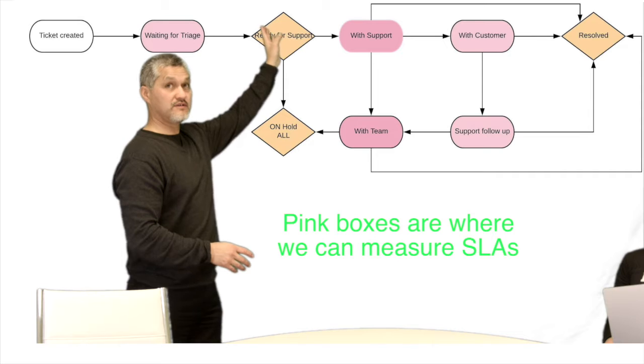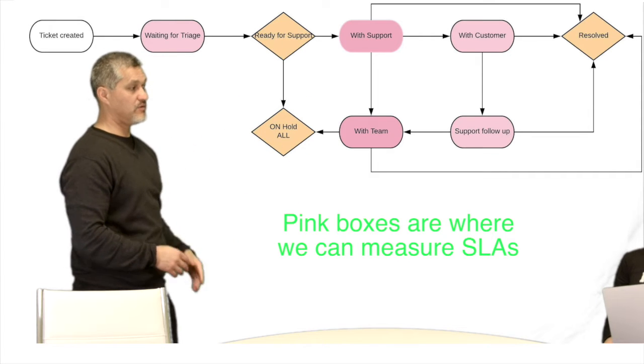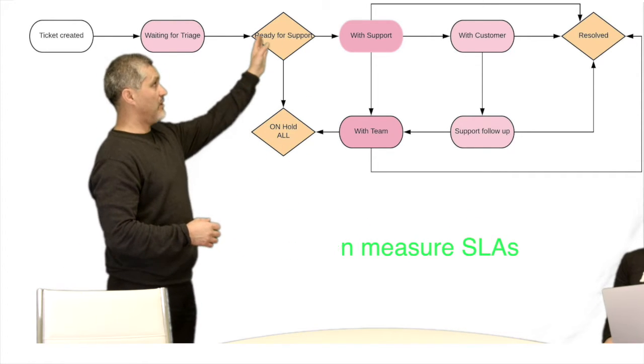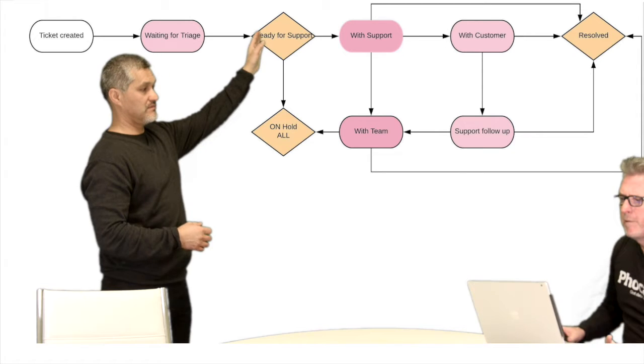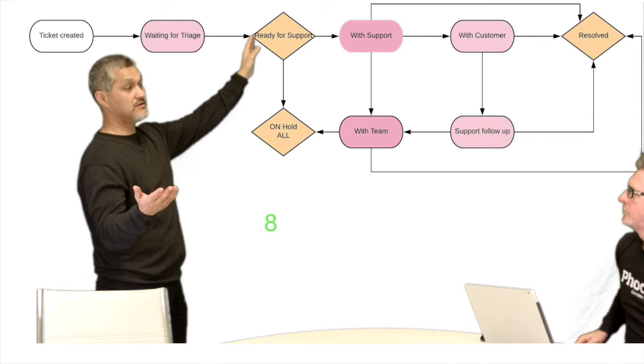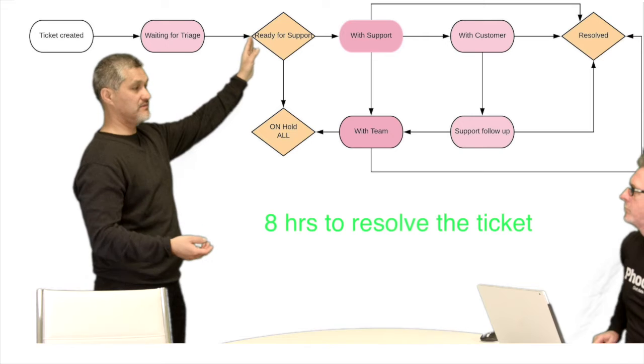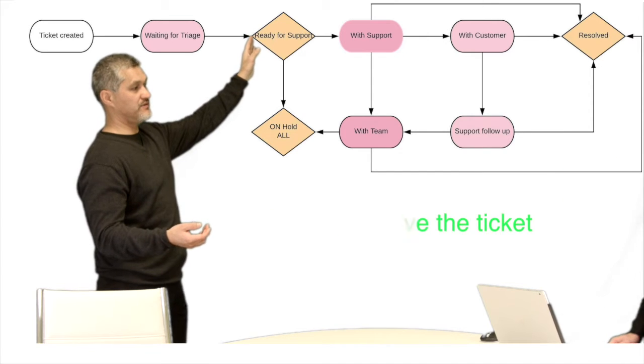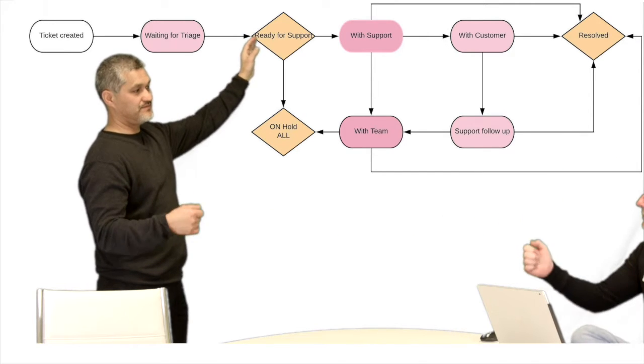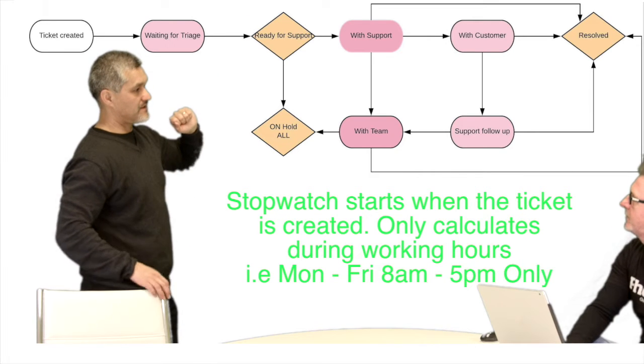We now have SLA, so on pink it means an SLA. We're waiting for something to happen. I now put an SLA on our team within 8 hours. Got to put something on it. Obviously 8 hours from a customer's point of view is a very long time to wait for it. Stopwatch starts when it enters that state.